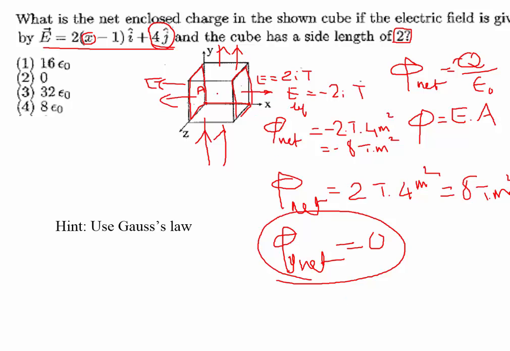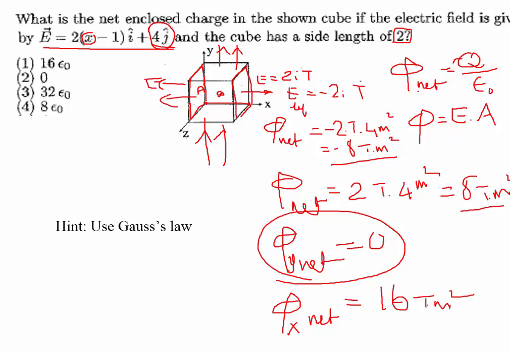What is the net flux leaving in the x direction? The net flux leaving to the left is 8 Tesla meter squared. Leaving to the right is 8 Tesla meter squared. Therefore, net flux in the x direction leaving the cube is 16 Tesla meter squared. That is the net flux leaving that surface. And there is no flux leaving in the y direction.